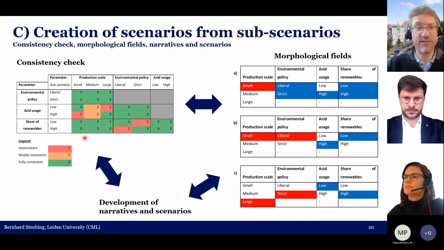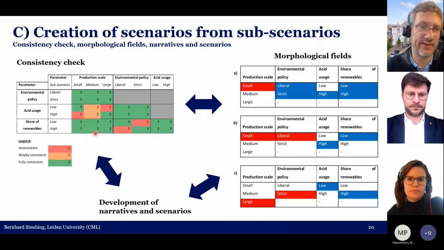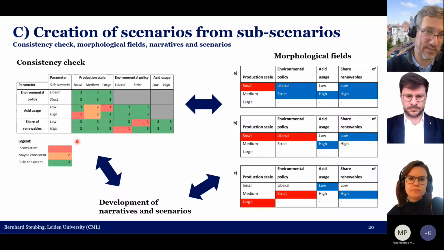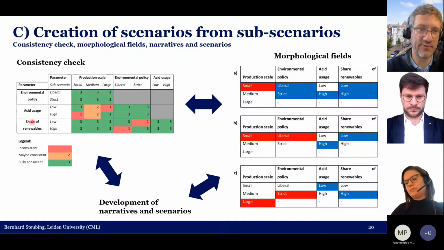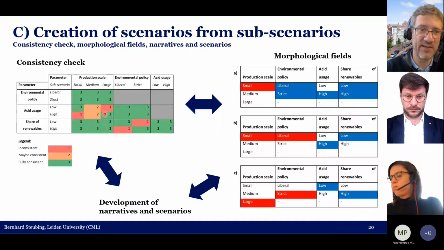But some of these sub-scenarios will not logically fit together, and this is the purpose of the consistency check, to identify which combinations are consistent or rather not consistent. So here, for example, we have asset usage versus production scale. So it's always a pairwise comparison of the parameters.